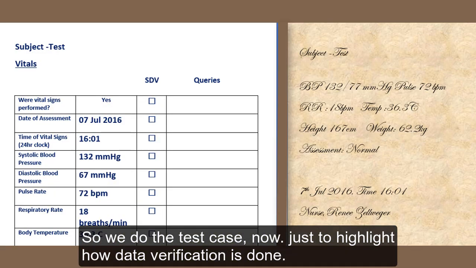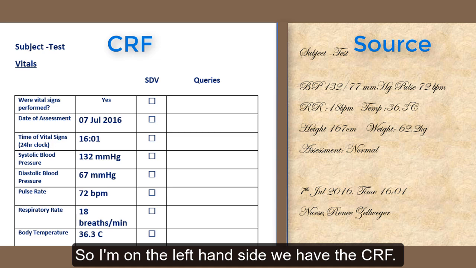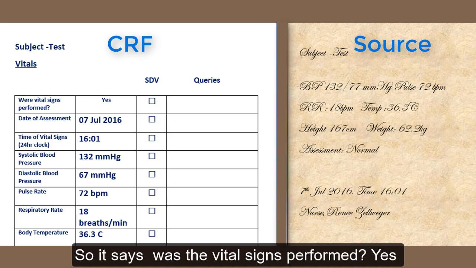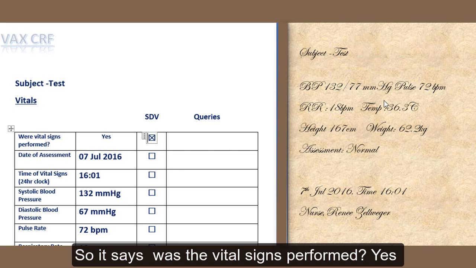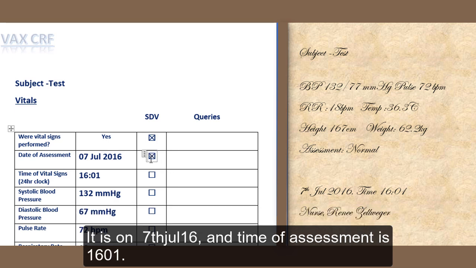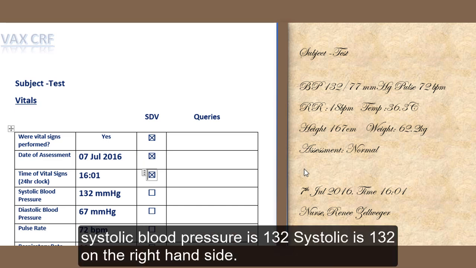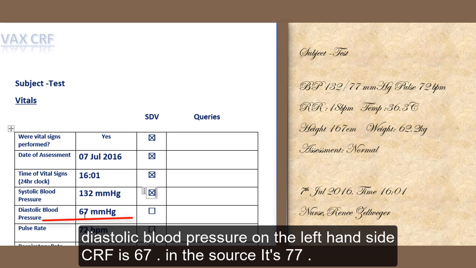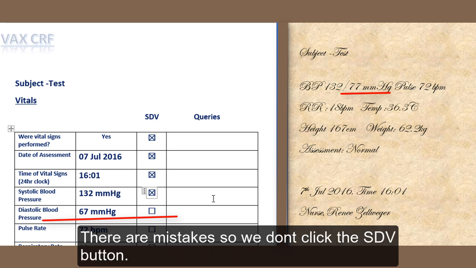So we do the test case now, just to highlight to you how the data verification is done. On the left hand side we have the CRF. It says, were the vital signs performed? Yes. Date of assessment is 7 July 16. You can cross check it with the source on the right hand side. It is 7 July 16. And time of vital signs is 1501. It corresponds. Systolic blood pressure is 132. Systolic is 132 on the right hand side as well. Diastolic blood pressure on the left hand side, CRF, is 67. On the right hand side source, it's 77. Oh no, there's a mistake. So that is a mistake.